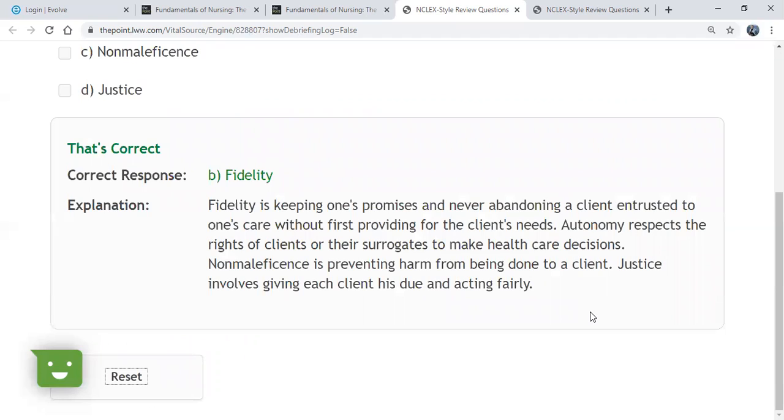Okay, keeping a promise. So fidelity. When you get married, you keep a promise, right? Fidelity. When you're in infidelity, that means you didn't keep that promise. So try to remember that part.